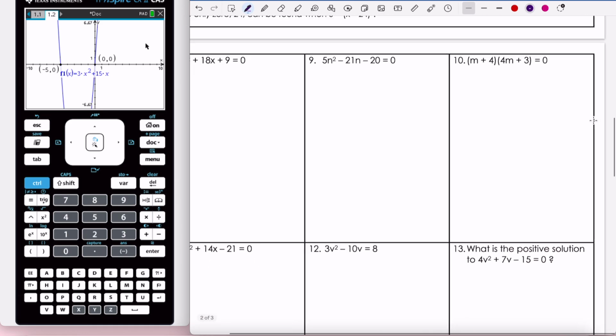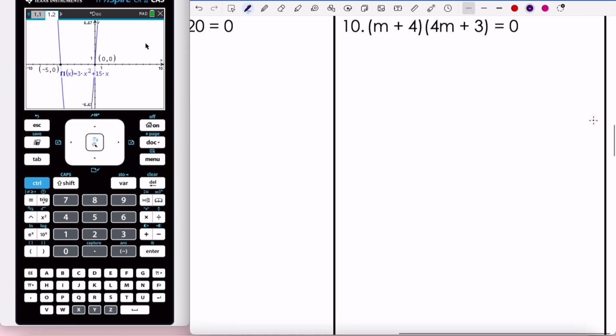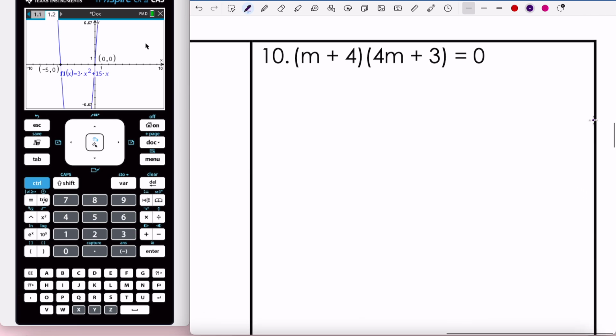Okay, number 10. I want to look at number 10 with you. Number 10 is already in factored form, guys.